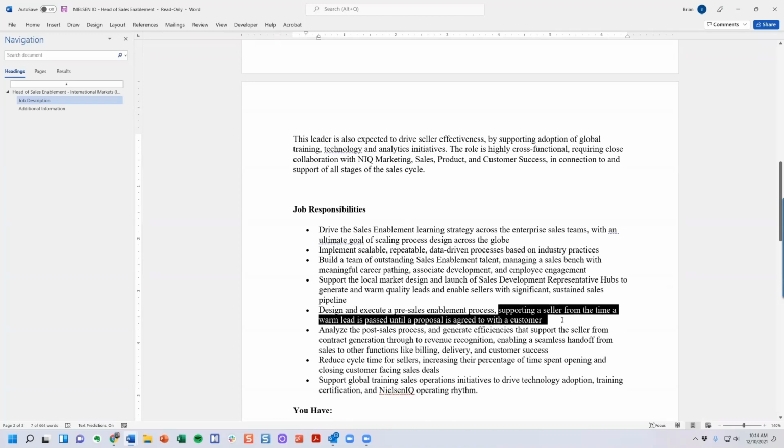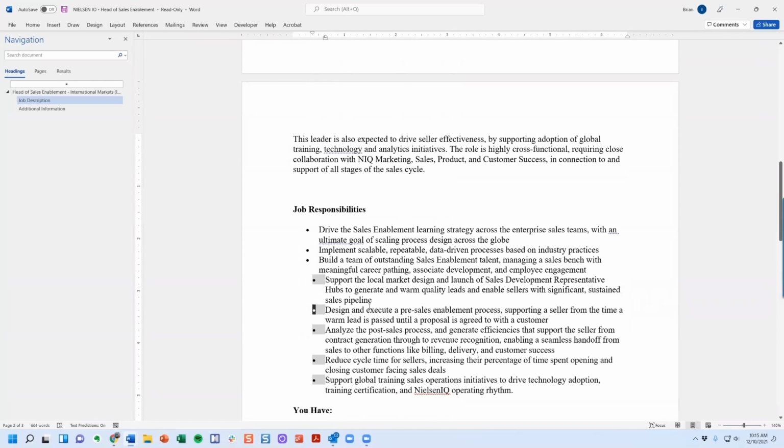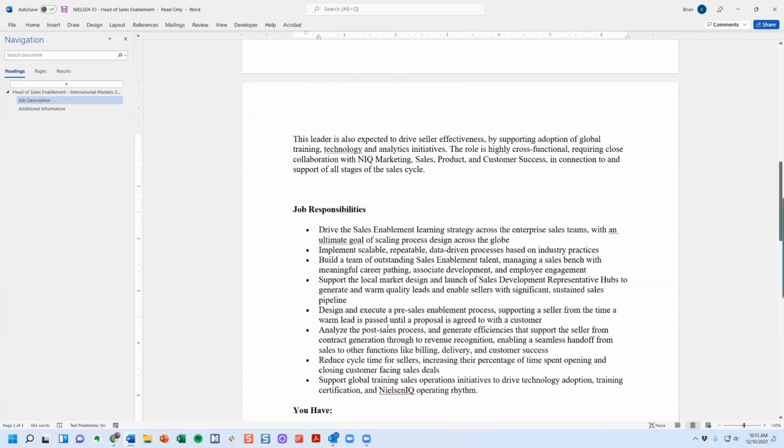Supporting a seller from the time the warm lead is passed. What's a warm lead? How are they defining a warm lead? What's their proposal process? What are they proposing? What's their average deal size? How many people are involved in the proposal? What's an example of a recent win that they've had where this process has worked? I'm giving you some questions to think about as well.